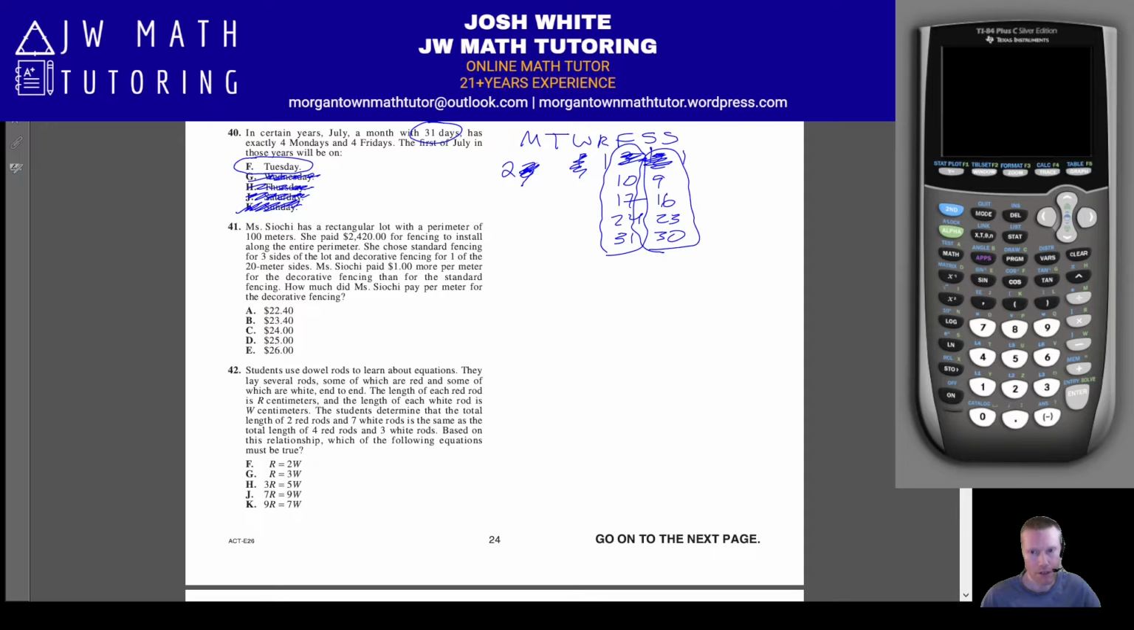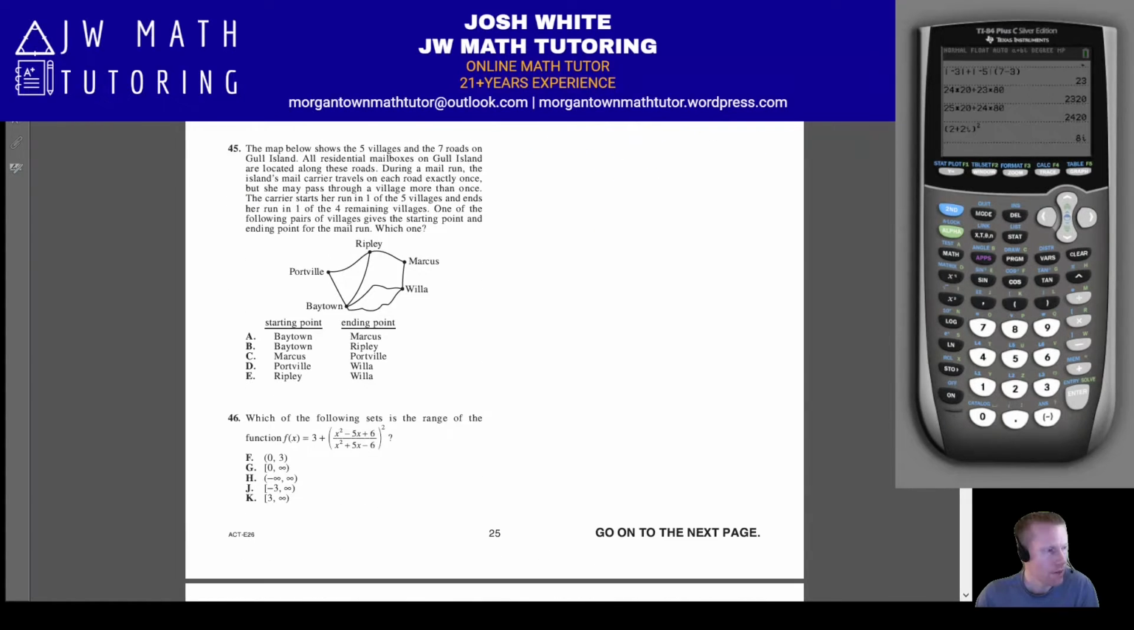So this one you just kind of have to write it out, basically go through the answer choices. Essentially it's back solving, but go through the answer choices, write it out, and then just determine which one meets both the criteria with only 4 Mondays and 4 Fridays. So the correct answer is letter F.